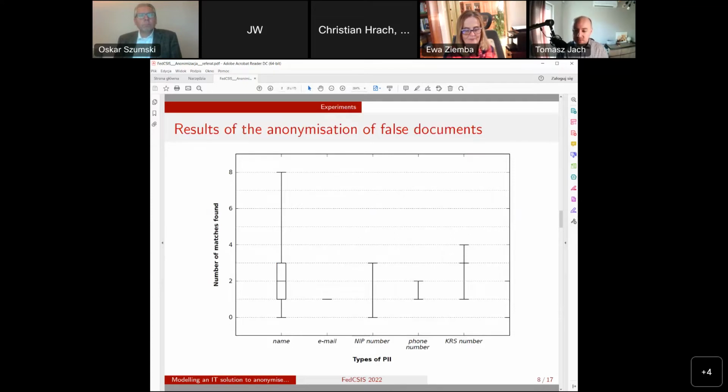The results for the first, artificially created data set are shown on the slides over here. For the 5 types of PII information shown on the bottom, name, email, NIP number, which is the Polish company number, phone number and KRS number, we have produced a box plot of the number of matches found. The perfect solution is shown for the email, so exactly 1 match found. That means that every row inside these 50,000 artificially created rows contained exactly 1 of the types of PII information.